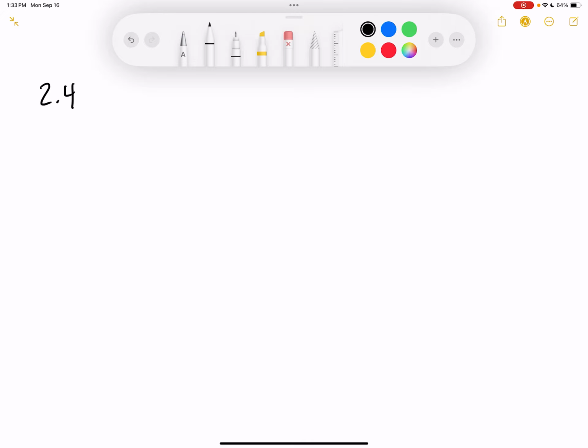Section 4, multiply real numbers. We've done adding and subtracting. Now we're on to multiplying.